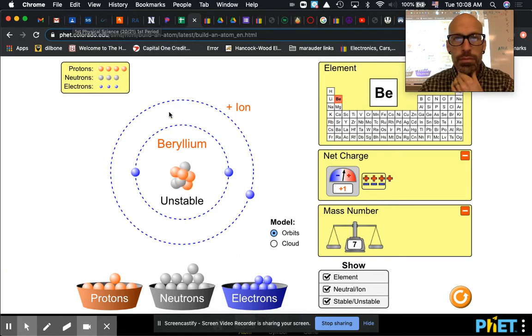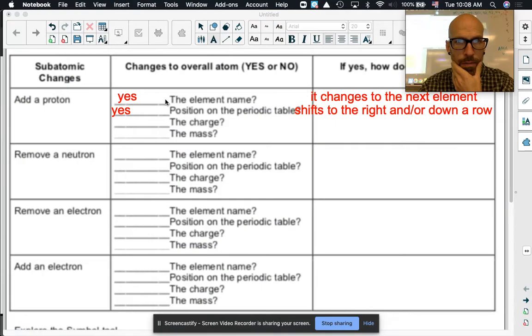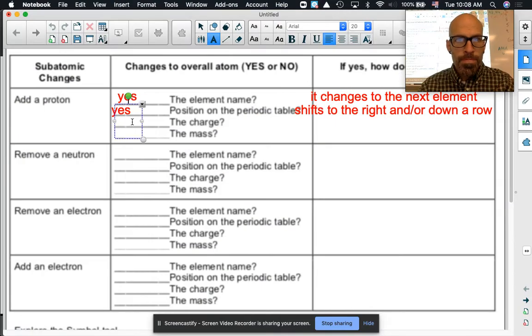And where was I? Right here. So, does it change the charge? When you add a proton, does the charge change? Yes. And if so, how?